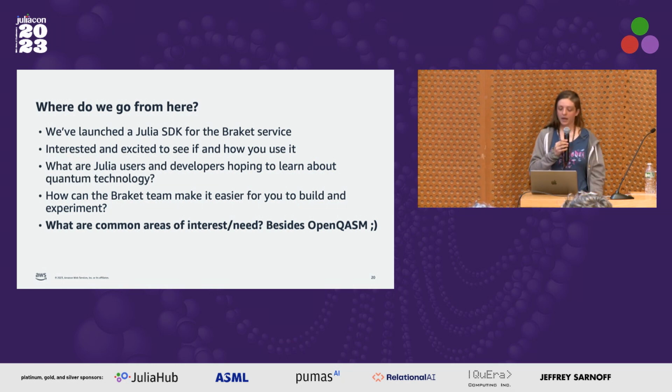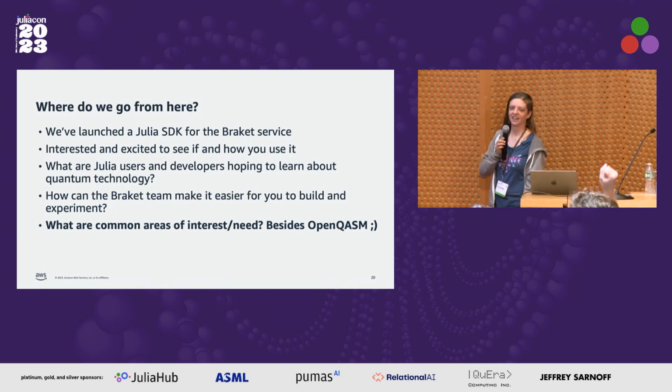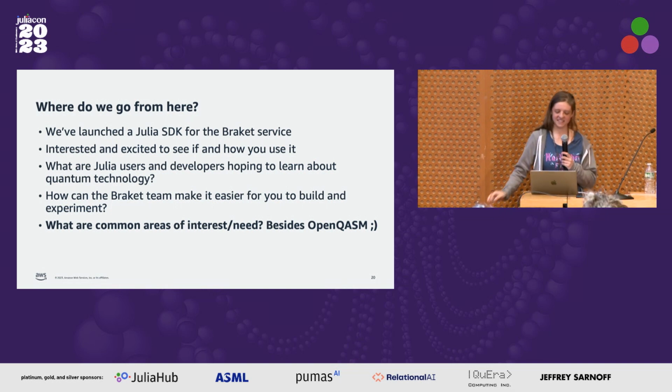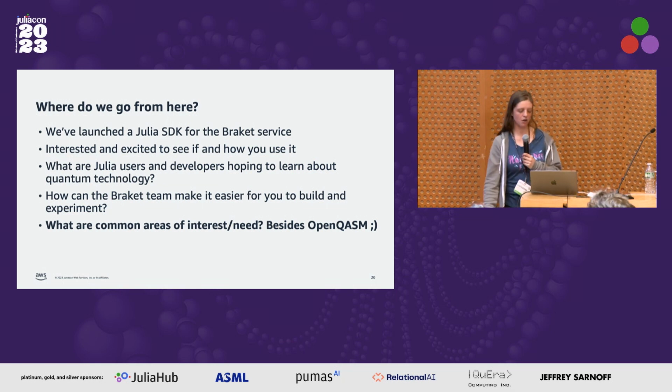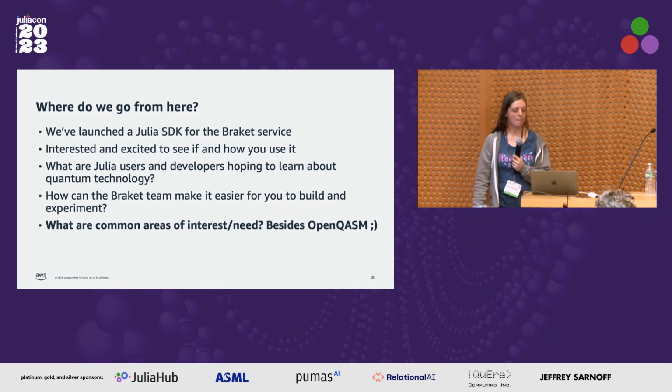And then the big open question for me is, what are the common areas of interest and needs? So the very obvious gimme answer is we need an OpenQASM 3 package. Ash is obviously there agreeing. I've had this discussion with several people. So leaving aside the very obvious answer of we need an OpenQASM package in Julia, what are areas that different groups can work together on to enable the whole community to do things better?